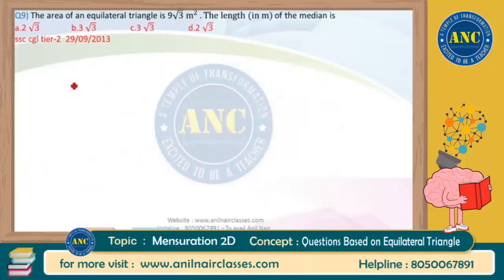Next question. Please see this original SSC CGL Tier 2 question in 2013. The area of an equilateral triangle is 9 root 3. Find the length of the median.